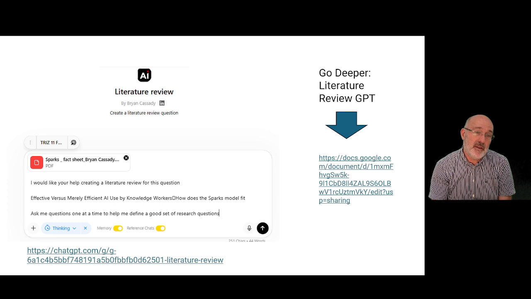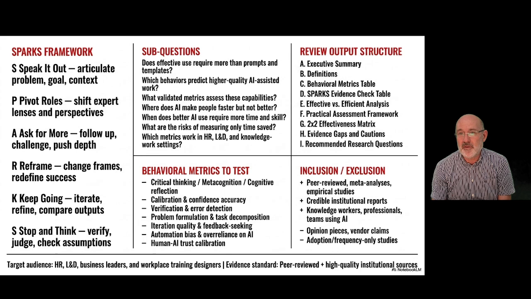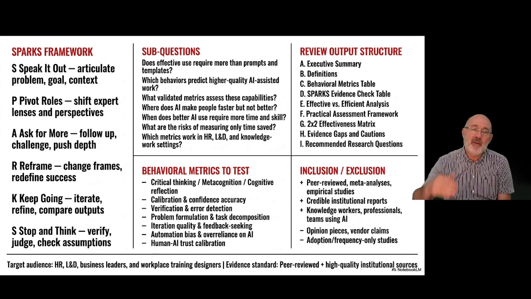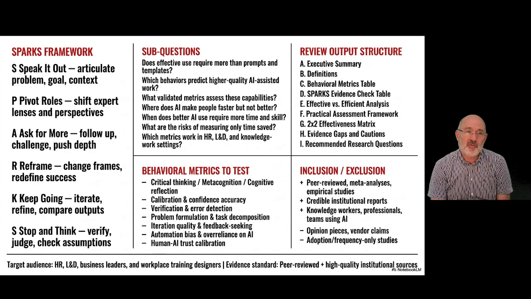And you say, look, I'd like to write a literature review based on a specific question. For me, in this case, it would be about effective versus merely efficient use of AI by knowledge workers. How does the SPARKS model fit? Ask me questions one at a time to help me define a good set of research questions. And what will come out of this will be a very detailed research plan. It'll describe what the framework looks like. What are the sub-questions? How are we going to measure it as far as behavioral metrics? What's the output structure? What do we include? What do we exclude? This is done in just minutes.